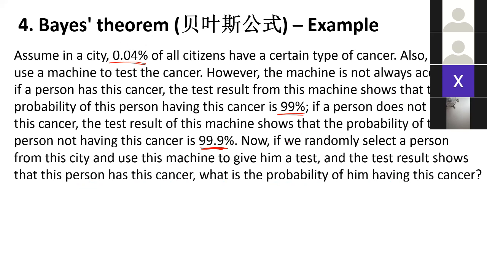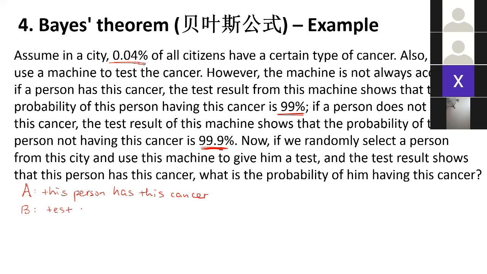So based on the past information, we can calculate this conditional probability. Why is it a conditional probability? Because it's the probability of him having this cancer, given that we know the test result is positive. So what are the two events here? Think about this. What is event A? Event A is the event we are really interested in, so event A is this person has this cancer. What is event B? Event B is a conditional event. What is the condition here? The condition is that the test result of this person by this machine is positive.